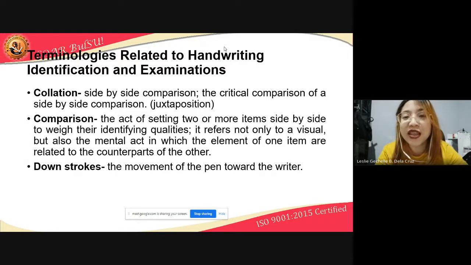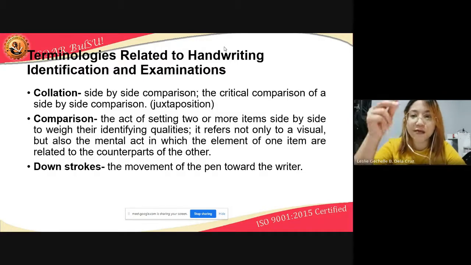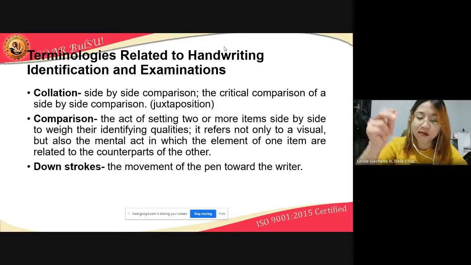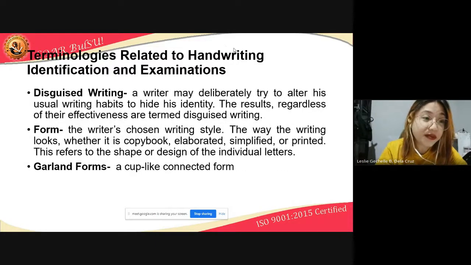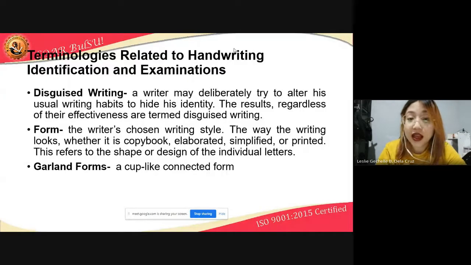Downstrokes. The movement of the pen toward the writer. Literal na pag down lang na gano'n. Kaya nga yung pen papunta daw sa writer. Downstrokes. Disguised writing. A writer may deliberately try to alter his usual writing habits to hide his identity. The results, regardless of their effectiveness, are termed disguised writing. Kapag iniba mo ang sulat mo, that is disguise. Disguise nga, di ba? Tinago mo yung tunay mong sulat.